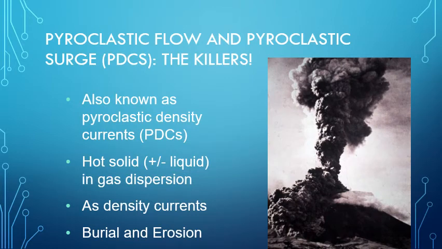Pyroclastic flows and pyroclastic surges, or we call them PDCs, pyroclastic density currents. They are dubbed as killers. They are the most dangerous process related to volcanic eruption. They contain hot solid, sometimes liquid, materials in a gas dispersion. They are, of course, classified as density currents, and the main hazard is via burial and erosion.